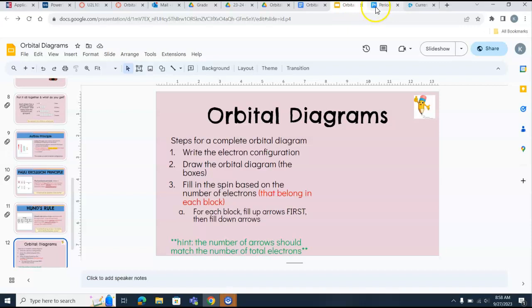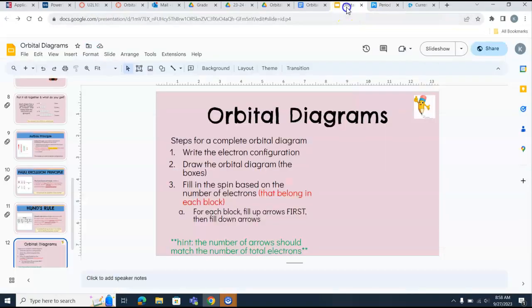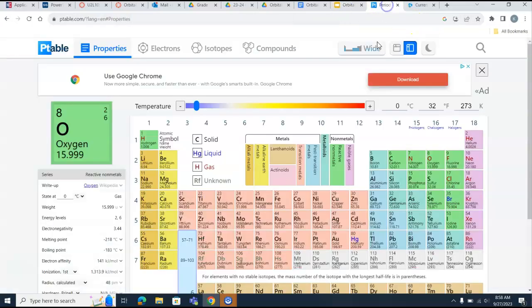So we're going to do an example here of sulfur. We're going to do sulfur together, and I'm going to find it on the periodic table. Sulfur's atomic number is 16. So I know when I fill this orbital diagram, there's going to be 16 arrows. It's just the number of electrons, so it's the atomic number. So there are 16 electrons that I'm going to have to fill. And I need my electron configuration because that's going to help me.